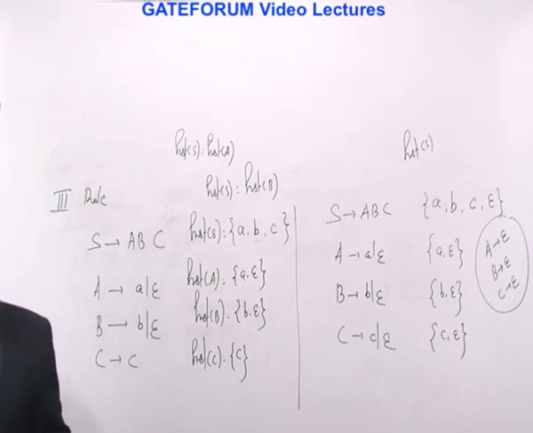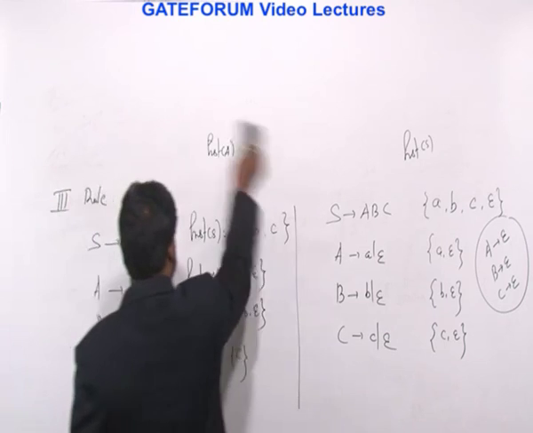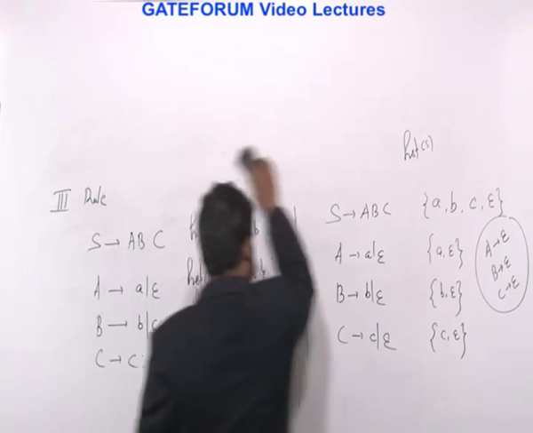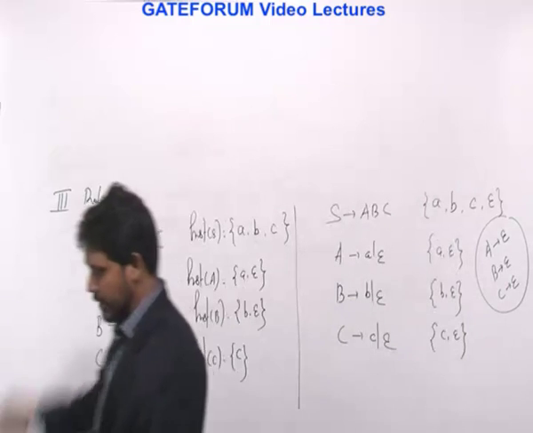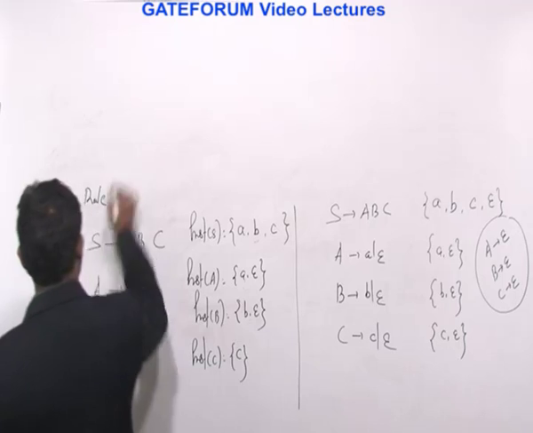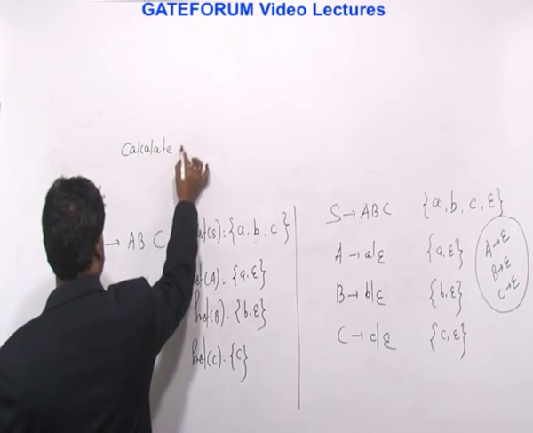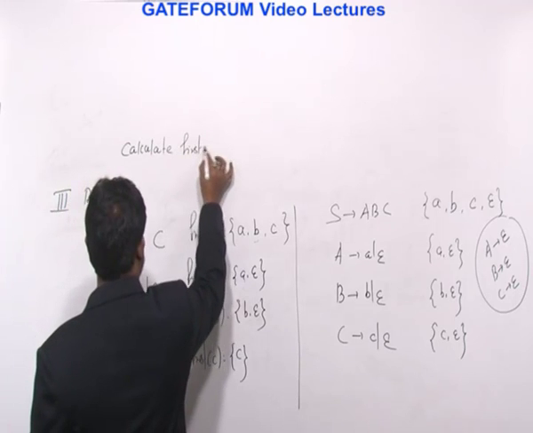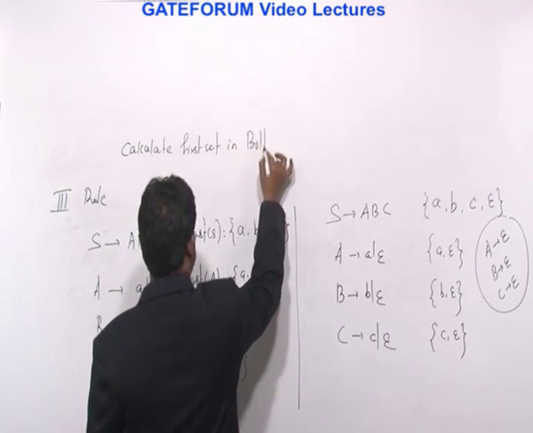One more thing you should understand. If the grammar is given to you, this is a natural way of writing, because we naturally write the grammar in this way: start symbol first, then first to second level. It is advisable to calculate the first set in bottom up fashion.